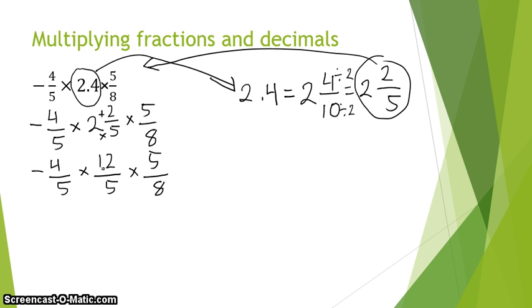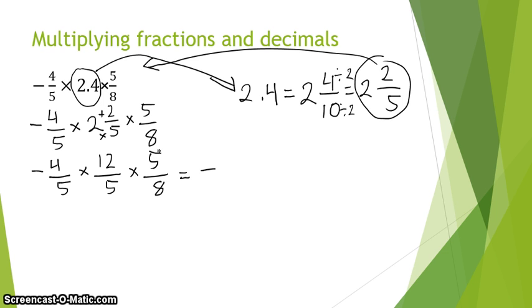So I have a negative and a positive and a positive. Only one negative, odd number of negatives will give me a negative answer. Next, let's see if I can reduce anything here. Let's see if any of my tops and bottoms can be divided by the same number.